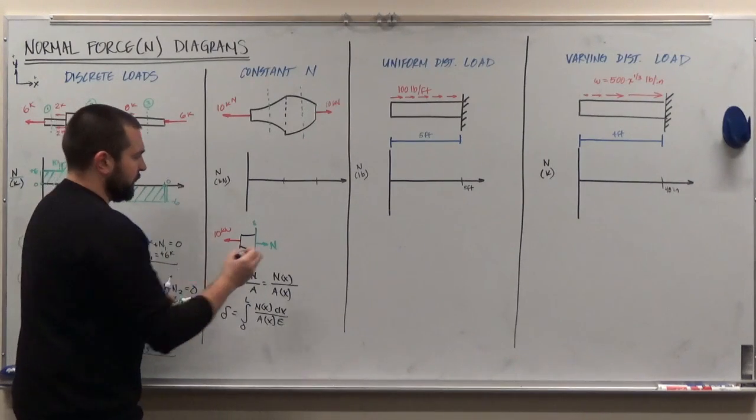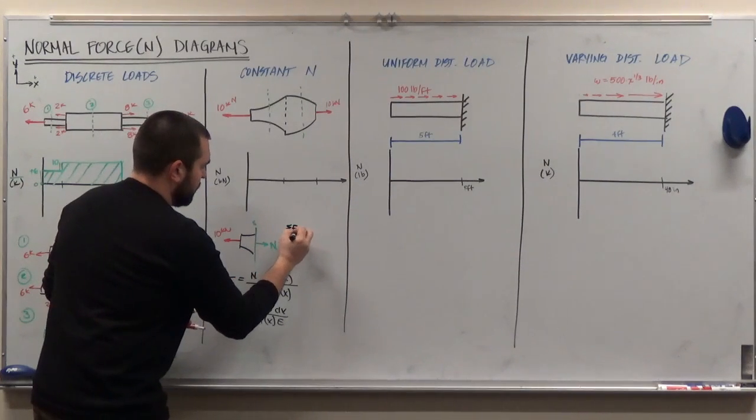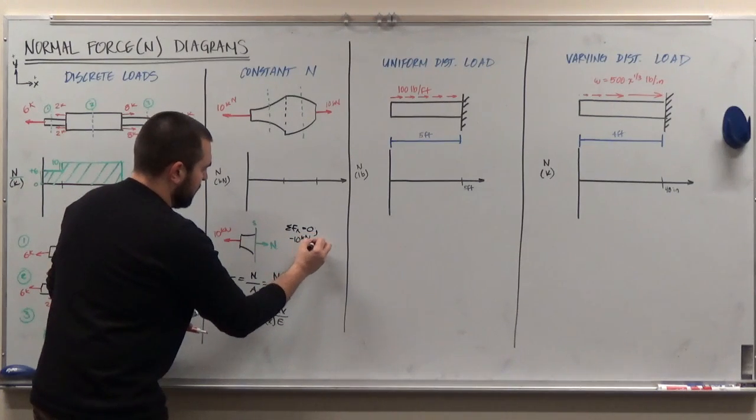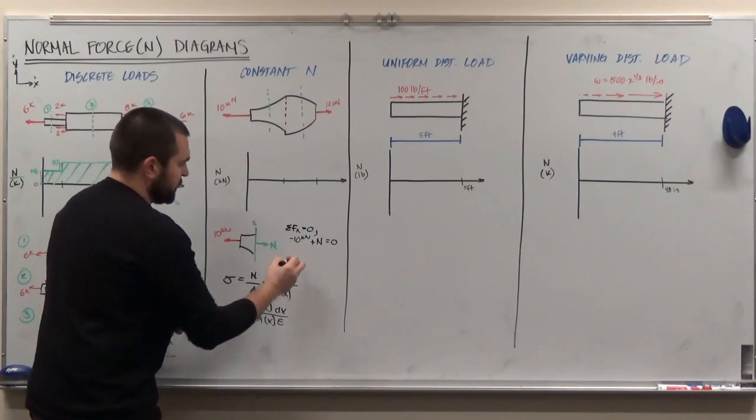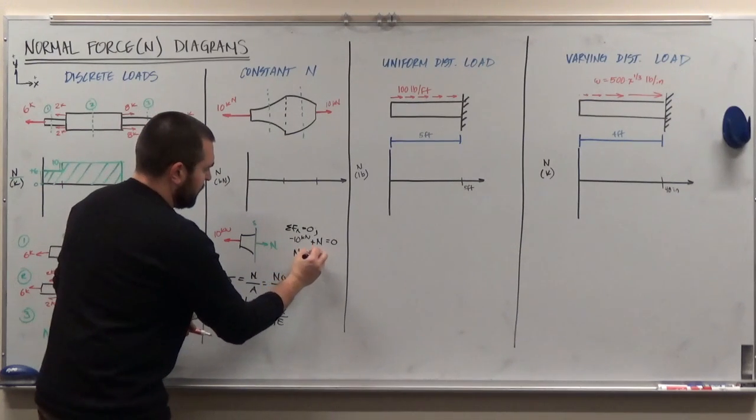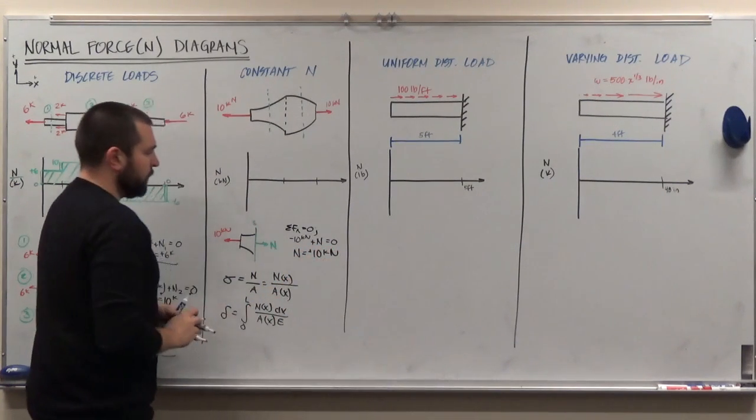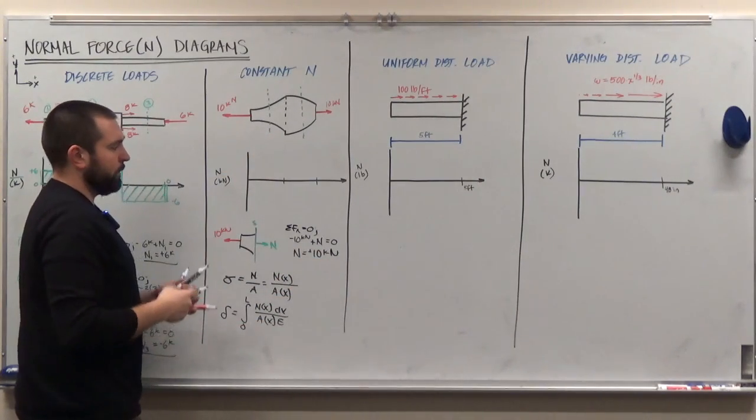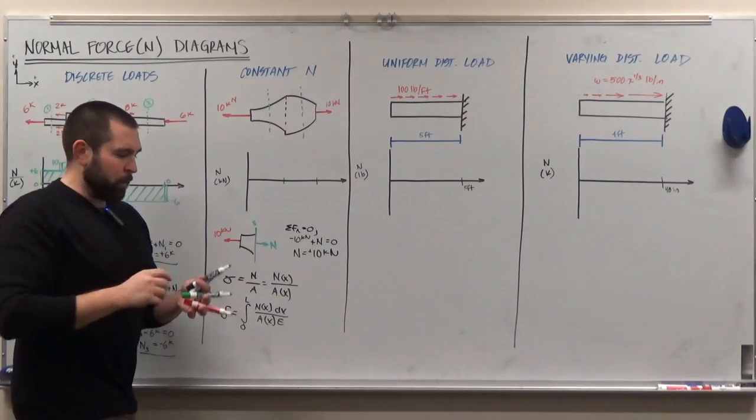If I sum the forces in the x direction equal to 0, I get negative 10 kilonewtons plus the internal normal force equals 0. Or in other words, the internal normal force equals positive 10 kilonewtons. And it's not a function of x. It doesn't matter where we make that section cut. It's always going to be the same exact value of N.